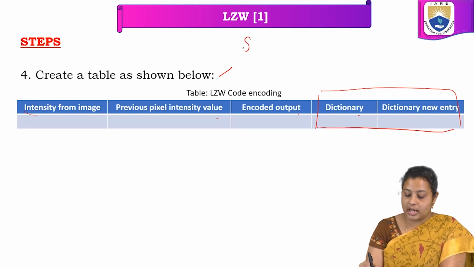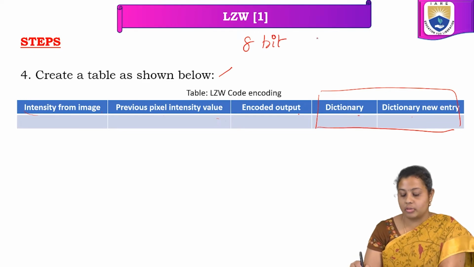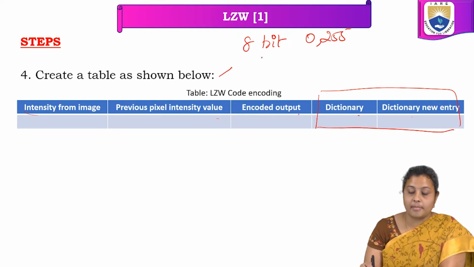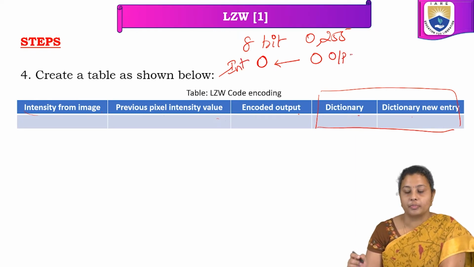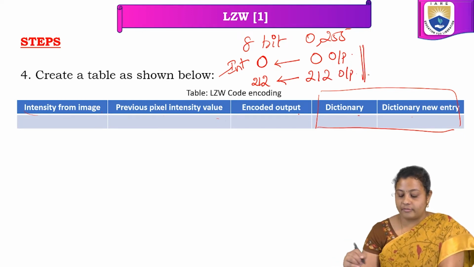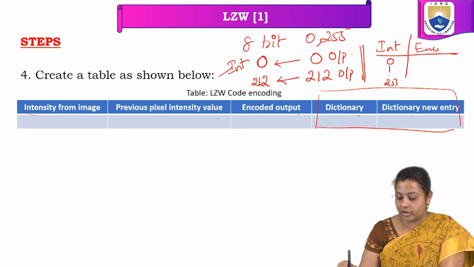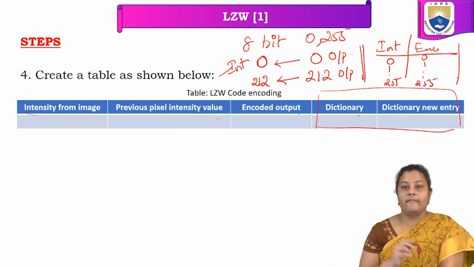As I said, if we are using an 8-bit image, then the possible intensity values are 0 to 255. So in LZW coding, I am assuming that if the intensity value is 0, I will code the value as 0. If the intensity value is 212, the coded value will be 212. That is why I have my dictionary this way, with the intensity value and the encoded output. If the intensity values are 0, 1, 2, so on till 255, the encoded values are 0, 1, so on till 255. So this is my coded dictionary table.